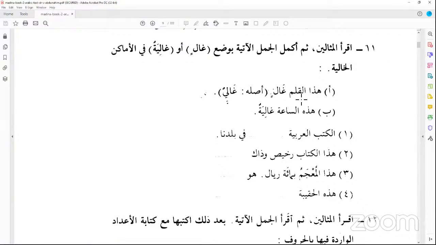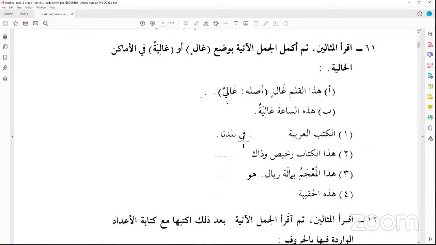هذا القلم غال. هذا القلم غال. And this looks majroor, but actually it is mansoob. So this pen is expensive, costly. And for muannas, I will say هذه الساعة غالية. This watch is expensive.